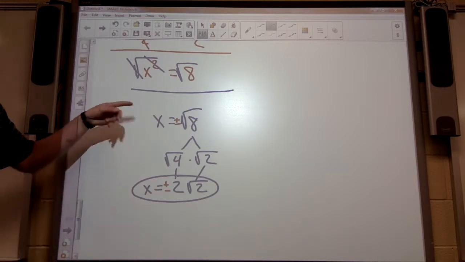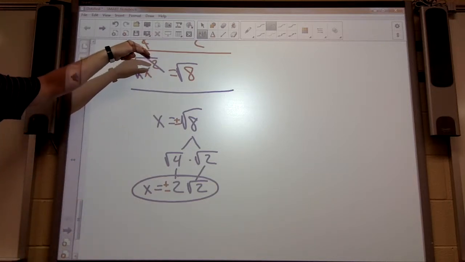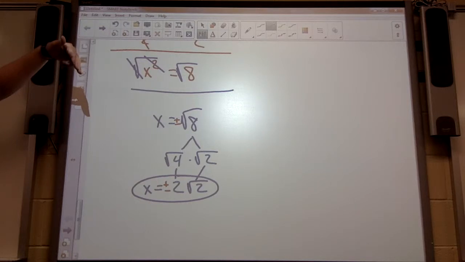And the reason for that is because if I square something, it doesn't matter if it's a negative or a positive. 3 squared is the same as negative 3 squared, and they're both 9. So we need to make sure we have that plus or minus. Like I said, I missed that, but make sure we focus on that we get that.